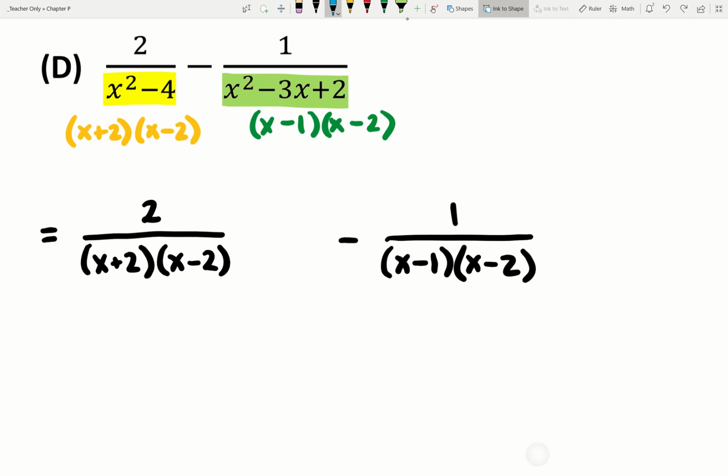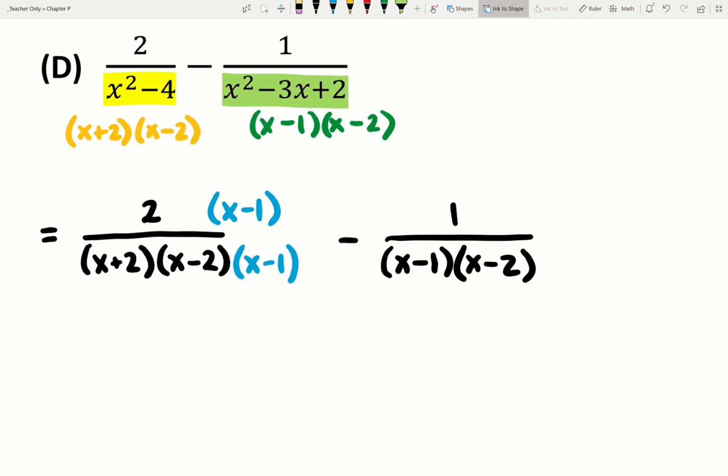Okay, so for example, this denominator here has a copy of x minus 1. That's not something that this other denominator has, so that means I'm going to go ahead and introduce a copy of that to the denominator. But again, whenever I introduce to the denominator, I have to introduce to the numerator. So I'm going to go ahead and do that as well. All right.